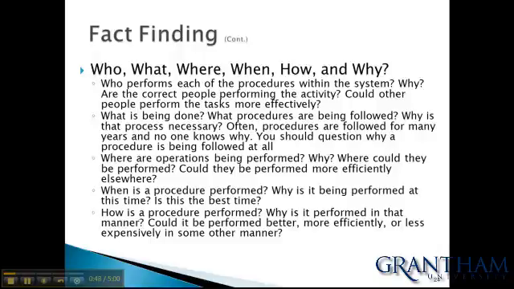Where are operations being performed? Why? Where could they be performed? Could they be performed more effectively elsewhere? When is a procedure performed? Why is it being performed at this time? Is this the best time? How is a procedure performed? Why is it performed in that manner? Could it be performed better, more effectively, or less expensively in some manner?